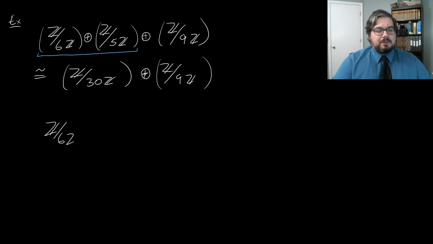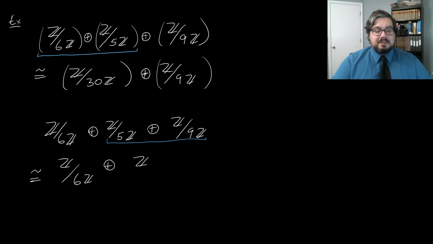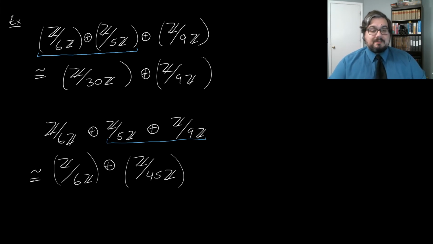However, what if we had a different strategy and we grouped up the second and third groups together? Well, 5 and 9 are relatively prime, and therefore, by theorem 80, this group is isomorphic to Z mod 6Z direct product with Z mod 45Z. Now, again, we're at a point where we can't go any further. 6 and 45 are not relatively prime. They have a common factor of 3 again.